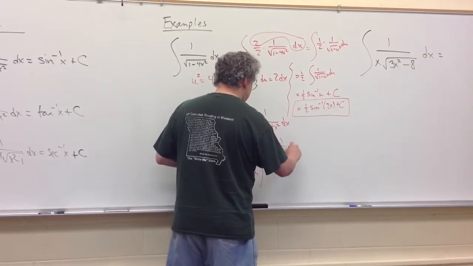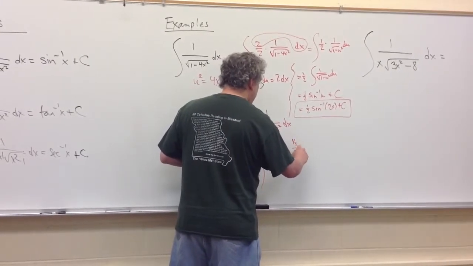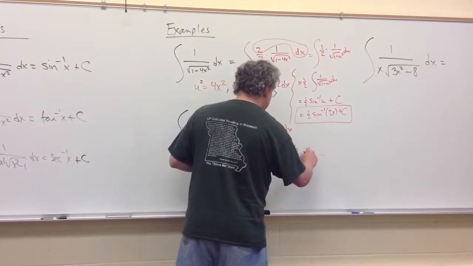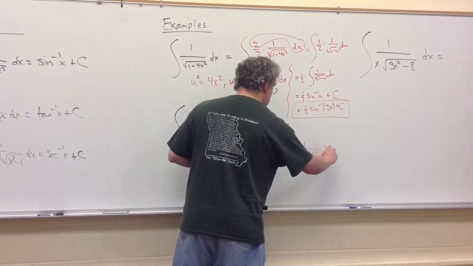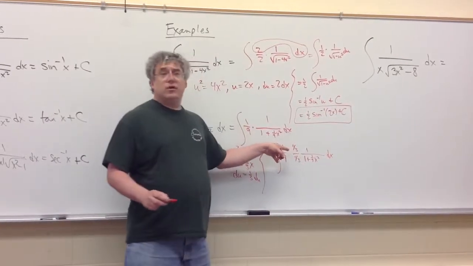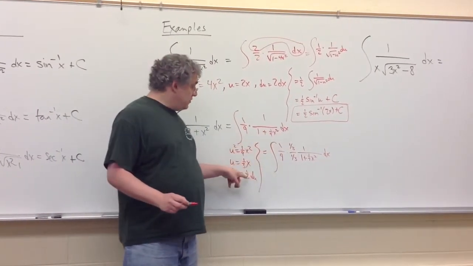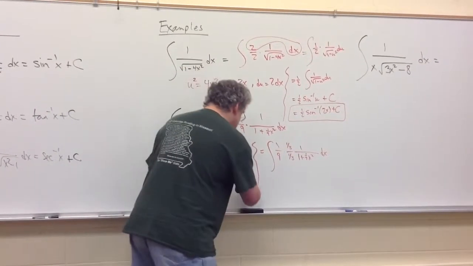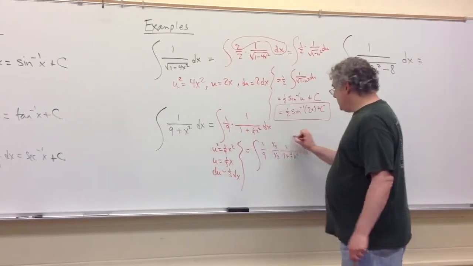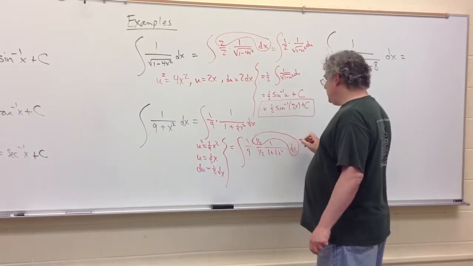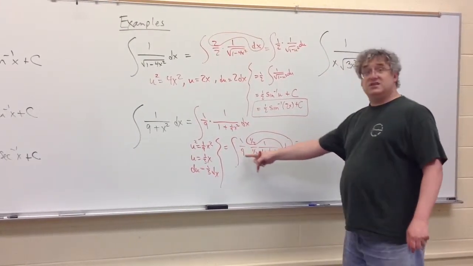So I've got a 1/9. I need a 1/3 over 1/3. I would not normally write it that way, but I want a 1/3 for my fraction. I want 1/3 dx here. So this is my du. The bottom, notice these two multiply together.